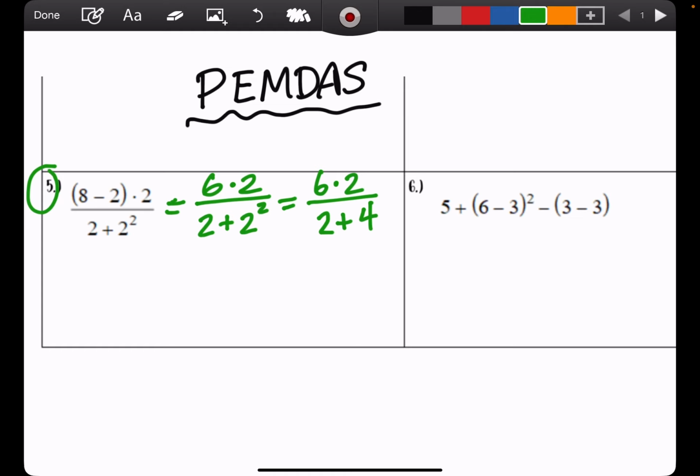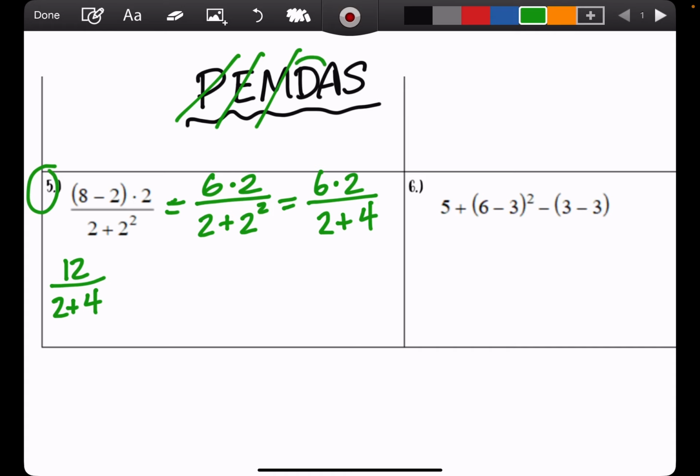My next letter is M, for multiplication. I do see multiplication up in the numerator, 6 times 2. So I'm going to rewrite what I have in the numerator. Now I have 6 times 2 is 12, and that's over 2 plus 4 in the denominator still. So far I've done parentheses, exponents, multiplication.